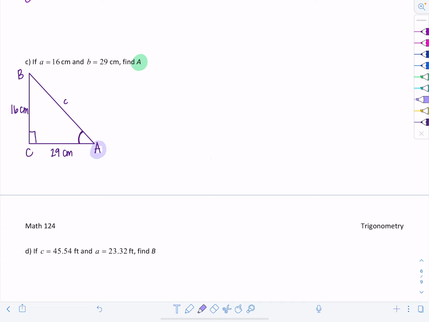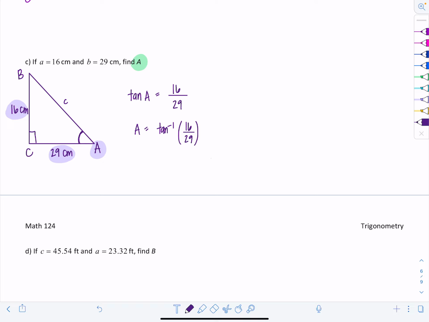All right, so in reference to the angle that we're working with, I have the opposite side and I have the adjacent side. So opposite and adjacent, that means it's time for tangent. So tangent of A is equal to 16 over 29. And then now this is where it's a little different. Since we're trying to find an angle, I'm going to use an inverse trig function. Remember in the previous video, we practiced doing that in our calculators. So A is equal to tan inverse, make sure you use that key on the calculator, of 16 over 29.